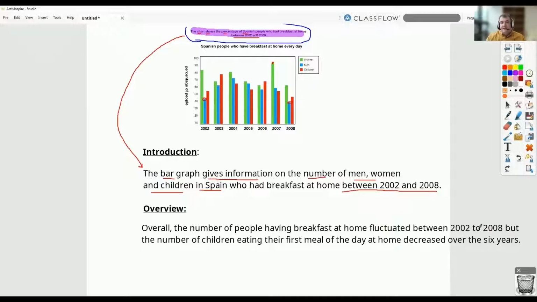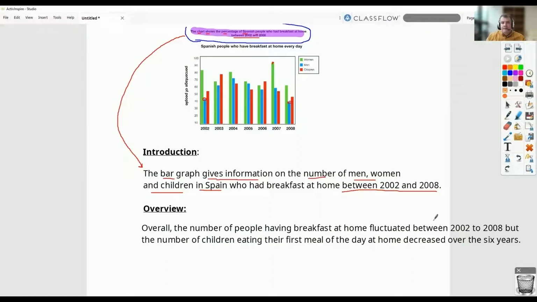That's right. Overall, because mostly men and women both fluctuated. However, the number of children eating their first meal of the day at home decreased over the 6 years. We're not saying decreased significantly. It didn't decrease significantly, but there's a general downward trend, as we've pointed out. There's an exception in this year, but then it goes back down again. Even from here to here, it goes down a bit. So we have the trend that we can say overall.